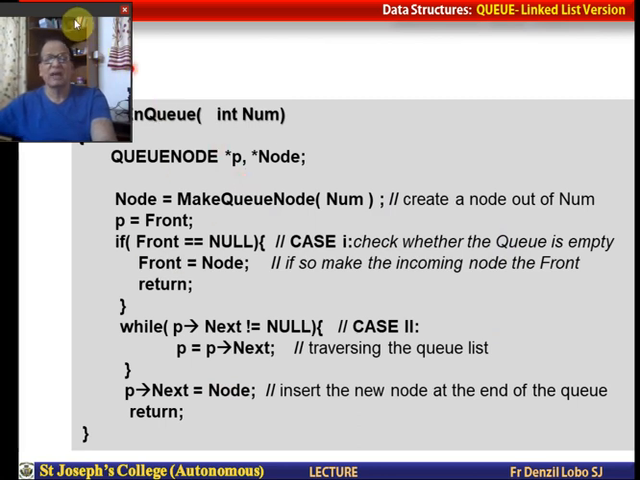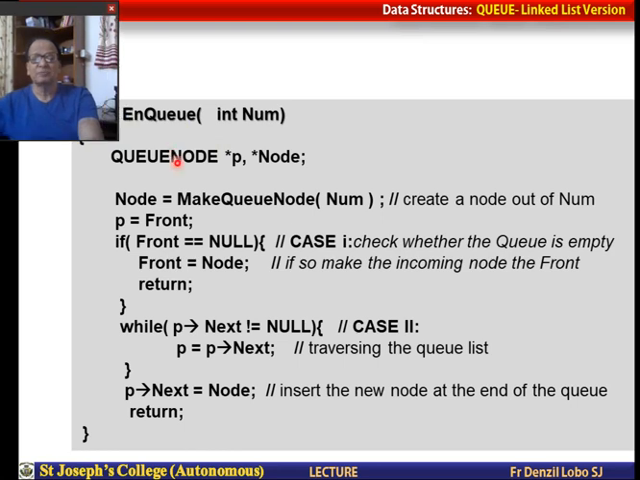So this is NQ. Create these two nodes, then make a new node out of this number. Then assign front to P, and if front is equal to null, make that incoming node the front of the list. Otherwise you traverse the list. While P next is not equal to null, P is equal to P next. Then P next is null. Therefore, P is there. So I attach the new node at the end of P. P next is equal to node. And this is how we insert a data item into a queue.